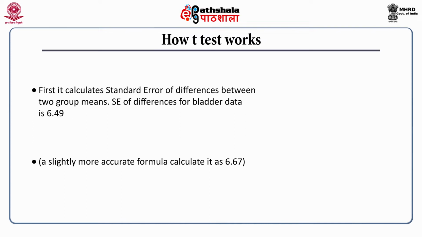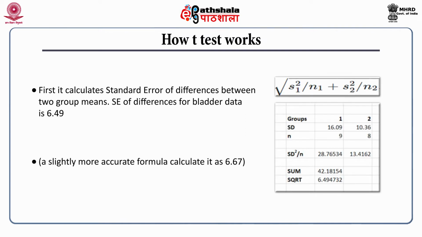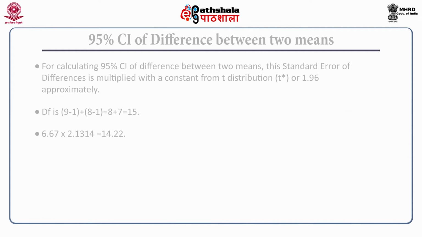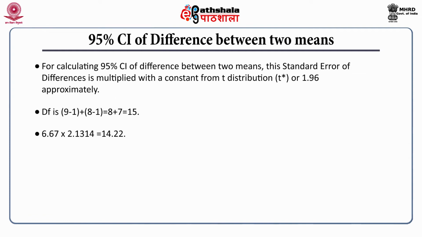For the standard error of the difference between the two group means, the formula used is the square root of S1 squared divided by N1 plus S2 squared divided by N2, where S1 is the standard deviation of group 1, N1 is of course its group size, S2 is the standard deviation of group 2, and N2 is its size. For calculating the 95% CI of the difference between two means, the standard error of the difference is multiplied with a constant from the t distribution, or 1.96 as an approximation.